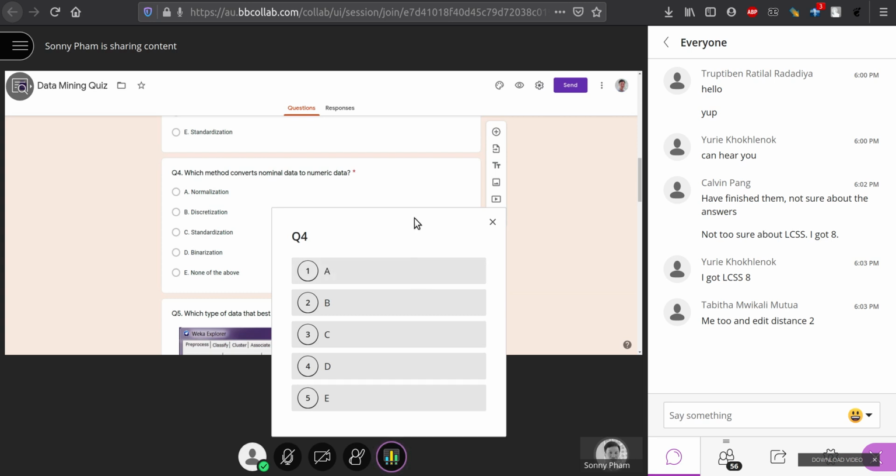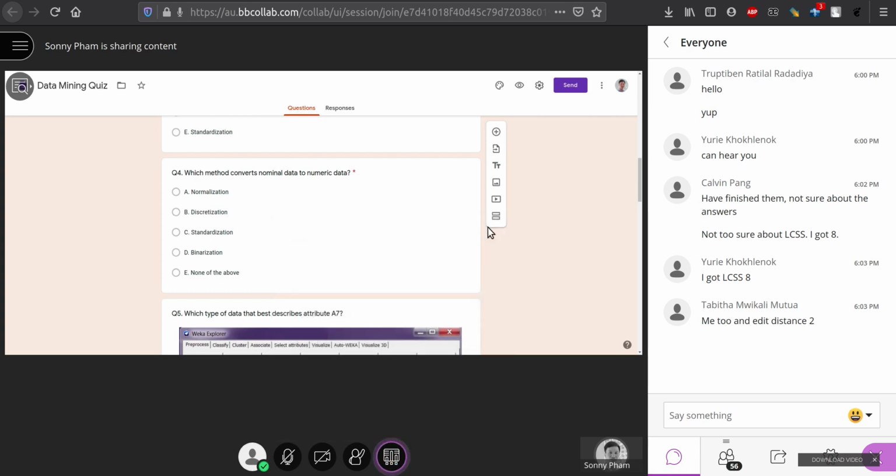All right, and for this question, the majority of the class selected the right answer. Somehow, some people still selected A, C, or E, right? Binarization is the right answer because it converts nominal data to numeric data. In the lecture slides, we have the example of red, blue, green, or high, low, medium, right? And we convert to 0, 1, a different number of bits, depending on how many nominal values there are, right?